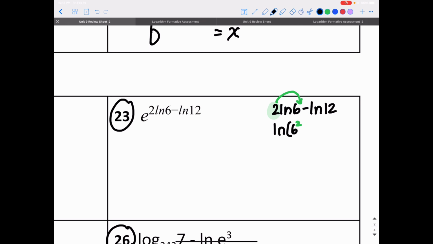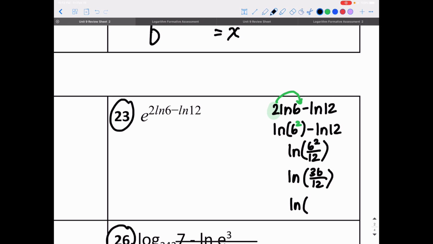So I'm raising what's inside of that logarithm to the second power, moving that coefficient. And now I have subtraction in between two logarithms with the same base. So I can combine them into a single logarithm. Since I see subtraction in between, I can use division. I take the term I have inside the first logarithm, 6 squared, and I divide by what I have in the second, 12. 6 squared is 36. I have 36 divided by 12. So I have ln of 36 divided by 12 is 3.